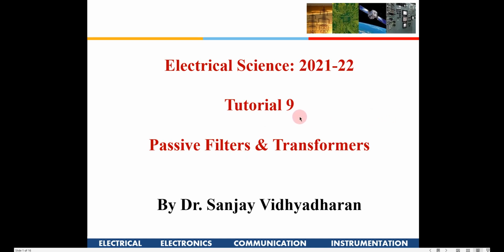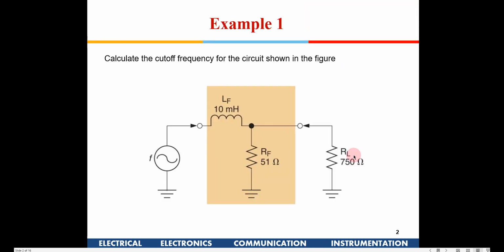Okay, in today's tutorial, we are going to see some problems on passive filters and transformers. So the first problem is: calculate the cutoff frequency for the circuit shown here. You have an inductor in series and a resistance in parallel to the load. Since an inductor is in series, this is a low pass filter. High frequencies are going to be attenuated by this inductor.